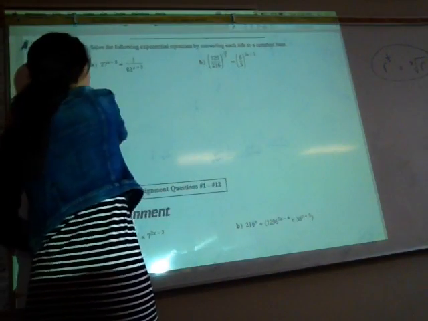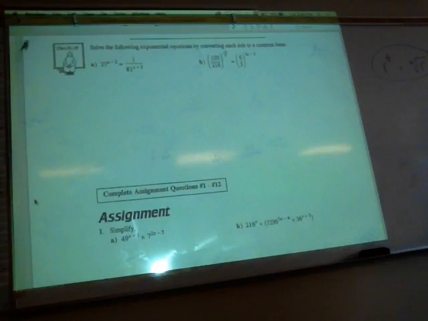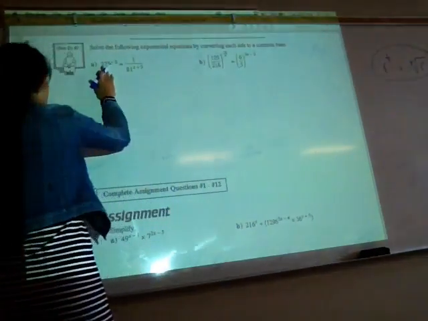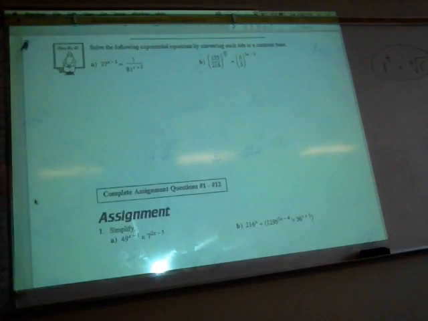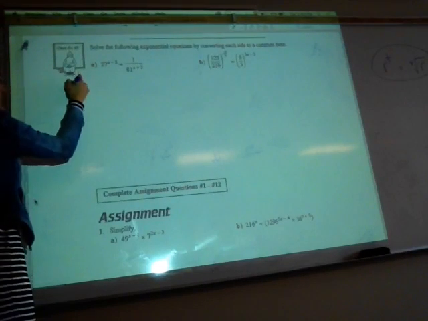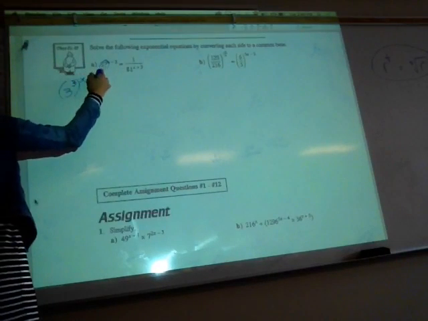Last two questions. So we have to again solve the following equations, basically solve for x, okay? So if you look at 27 and you look at 81, what's the common base? 3. You guys are getting quick at this now. So 3 to the power of 3 gave me 27, and that's raised to the power of x minus 2.